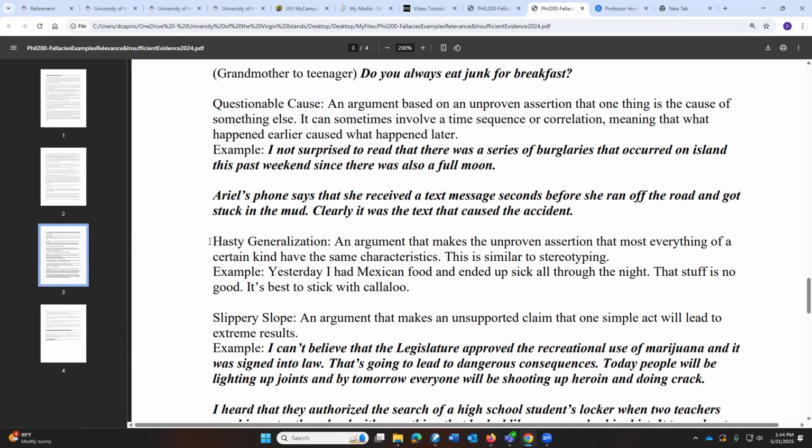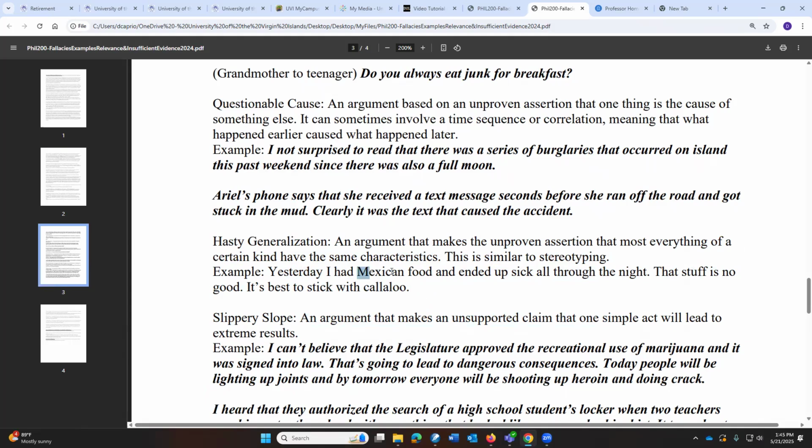Then we have the hasty generalization. Right? This is an argument that makes an unproven assumption that almost everything of a certain kind has the same characteristics. It is similar to stereotyping. Okay? Yesterday, I had Mexican food and ended up sick all through the night. That stuff is no good. It's best to stick with callaloo. Well, there's nothing wrong with eating callaloo, that's for sure.